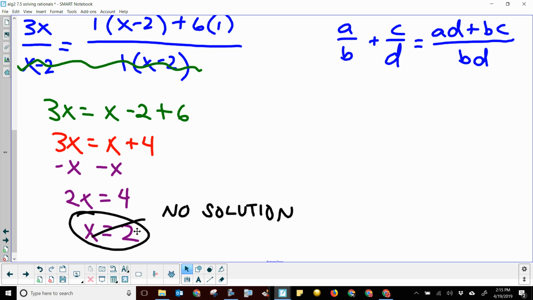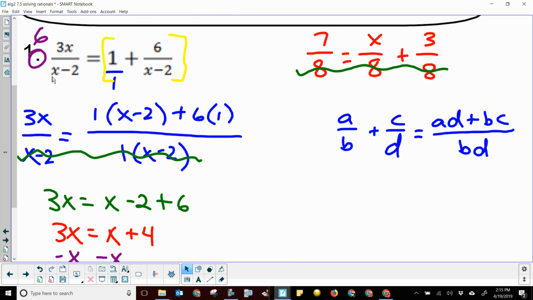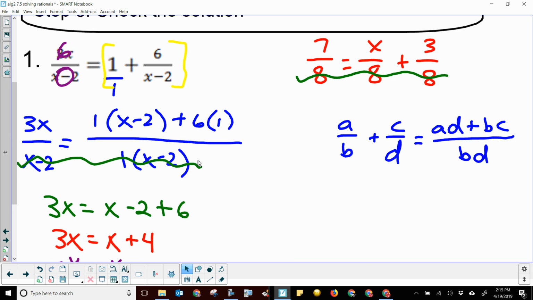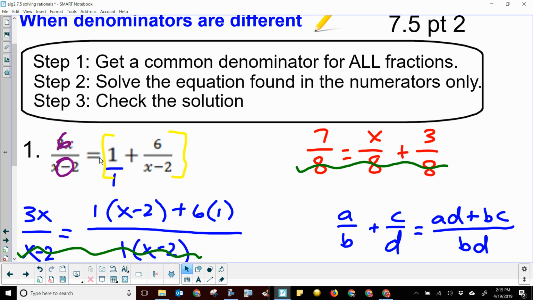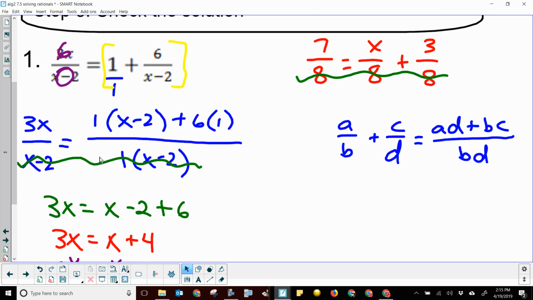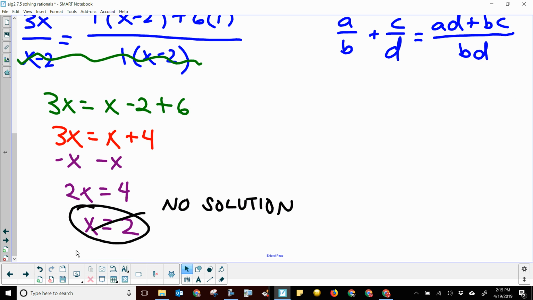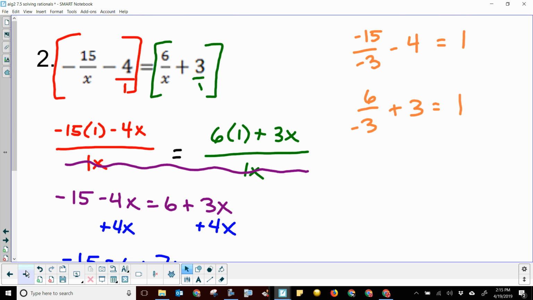We get x equals 2, except we can't use x equals 2 because 3 times 2 gives me 6, and 2 minus 2 makes this a 0, since we can't divide. We have a divide by 0 here. We would get undefined equals 1 plus undefined. Like we actually don't have a solution. There's nothing we could plug into x that will make these equal. It's just not possible. So on that one, we had no solution. Please, please, please double check your answers.